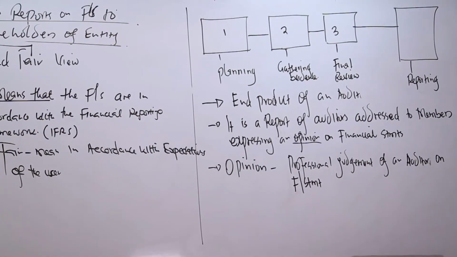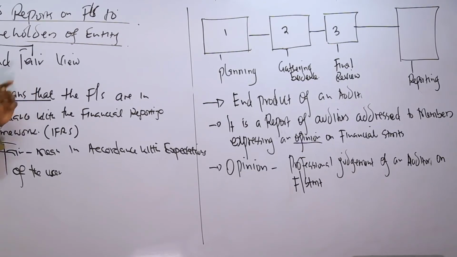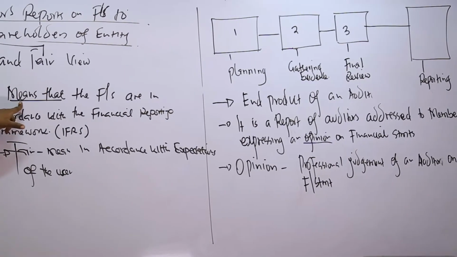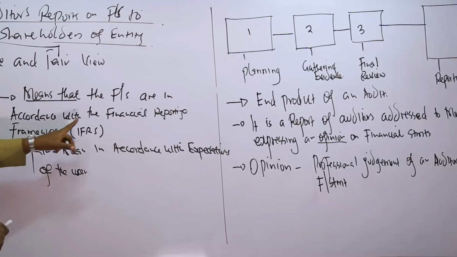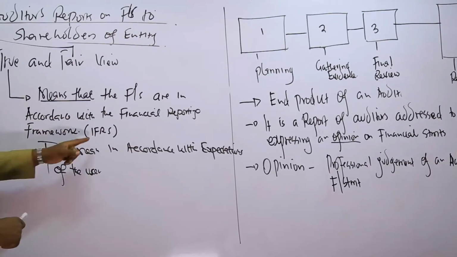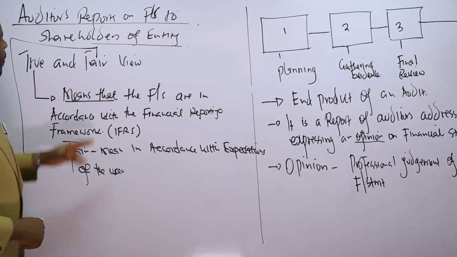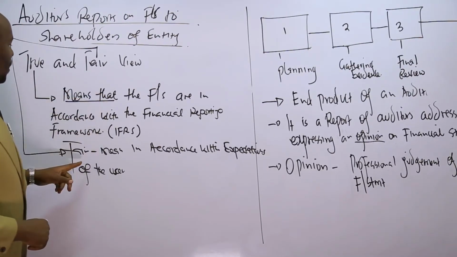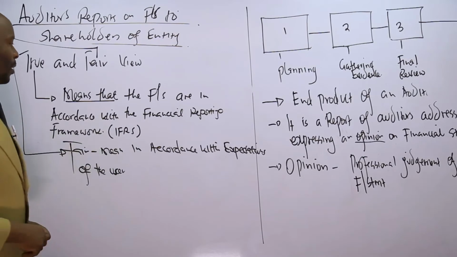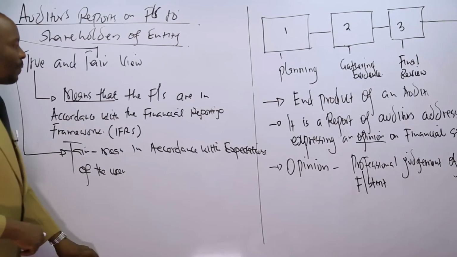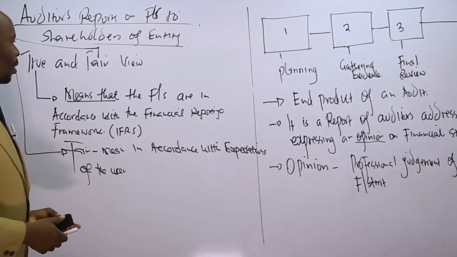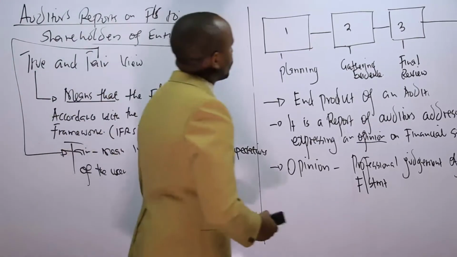Another term I wanted you to get clearly is the word true and fair. The word true means what? That the financial statements have been prepared in accordance with financial reporting standards, to be specific, international financial reporting standards. The word fair, on the other hand, means that the financial statements have been prepared in accordance with the expectations of the user of the financial statements. Those are the terminologies that I wanted you to get.